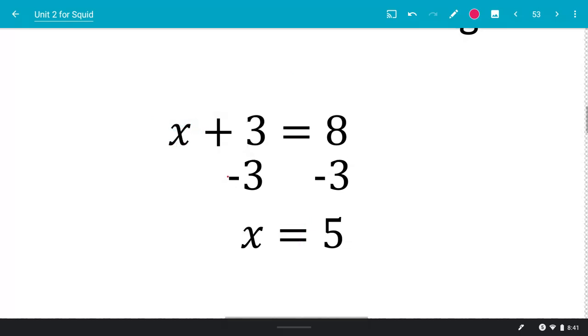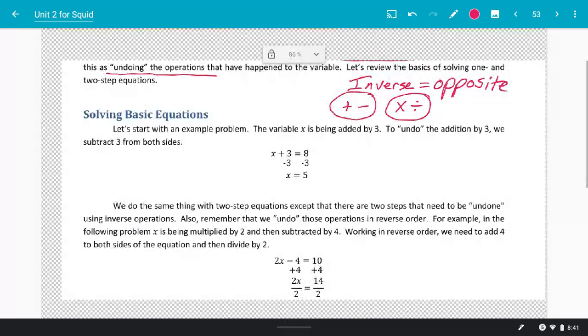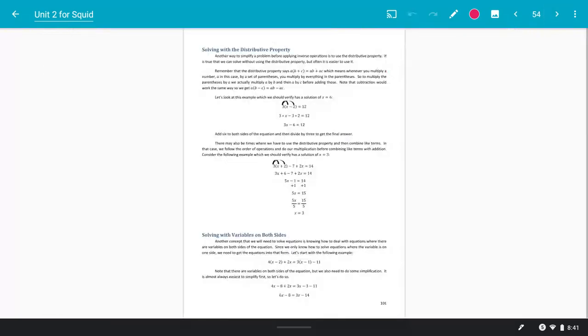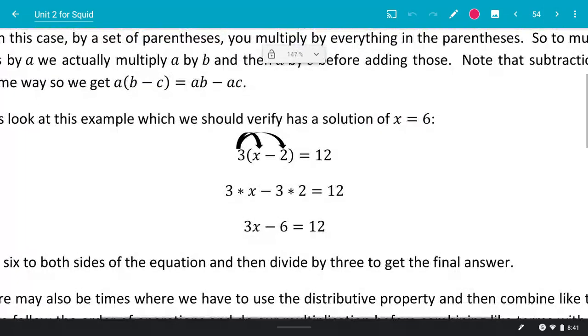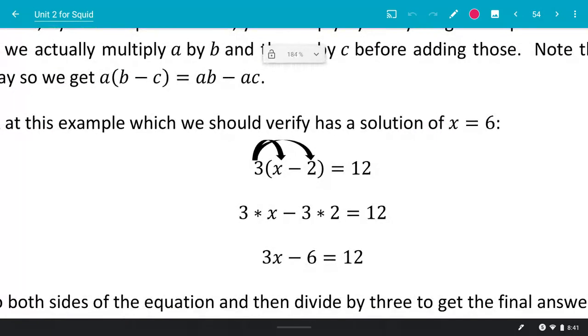So you've read this. Do I need to read any more? No? What about distribution? What about distribution? Distribute means multiply times everything in, right?